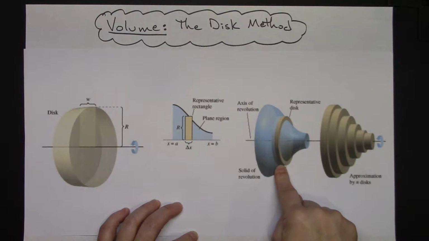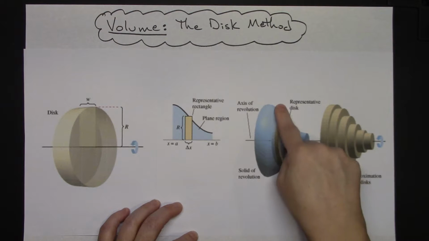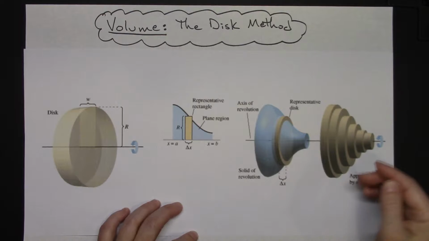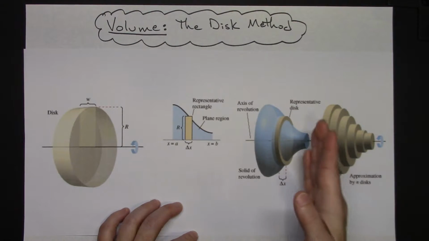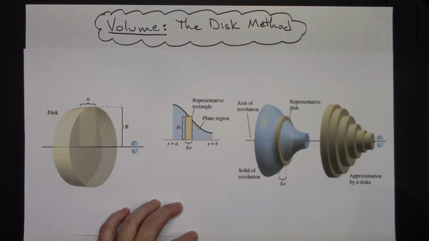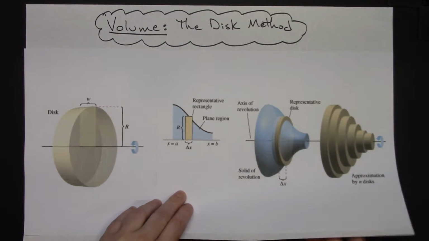We're going to focus on one representative rectangle. However, as we let the number of representative disks, I said rectangle a minute ago, representative disk, approach infinity, we will get to the volume of the shape. So we're going to focus on one, and we let the number of disks approach infinity. That's where the definite integral comes into play, and that's going to give us the volume of this three-dimensional shape. So just some background information before we start working it out.